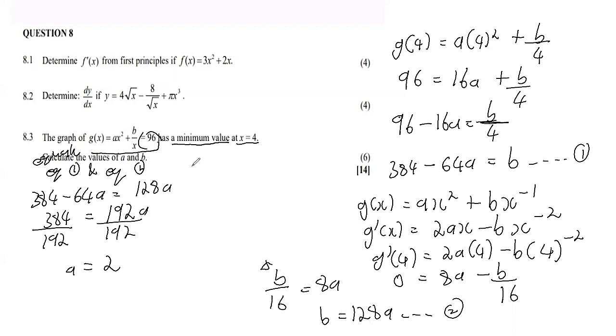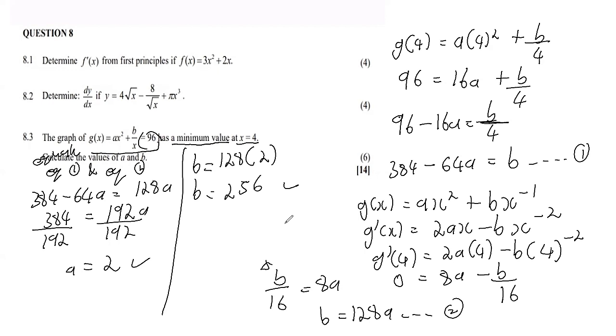And then in order to find b, we can substitute in any of the equations, whether equation 1 or equation 2. It's your choice, but then the simpler one is equation number 2. So we can just go 128, and then where there's a, we replace with 2. So what is 128 multiplied by 2? That's 256, right? So our value for a is 2 and our value for b is 256. That's how you were supposed to go about answering that question for a total of 6 marks, right?